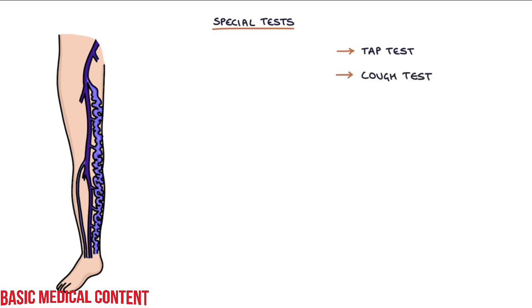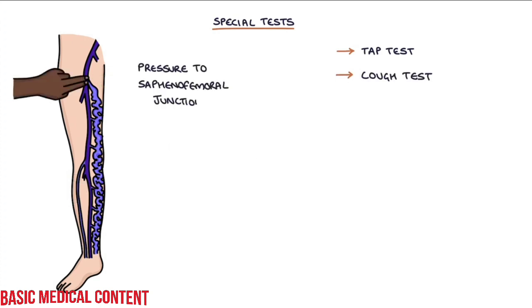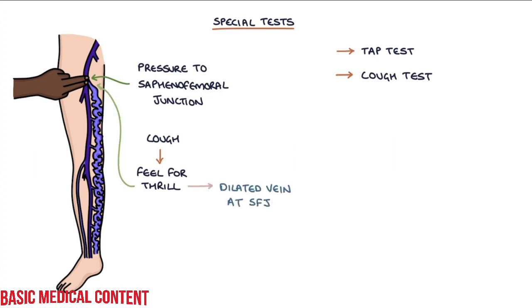Next, the cough test. The cough test involves applying pressure to the saphenofemoral junction and asking the patient to cough, feeling for thrills at the saphenofemoral junction. A thrill suggests a dilated vein at the saphenofemoral junction, called a saphenous varix.